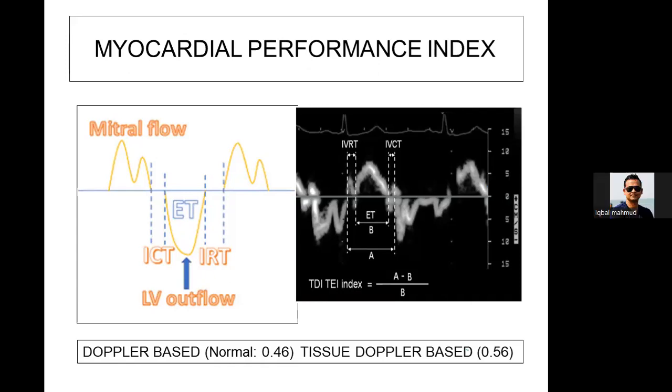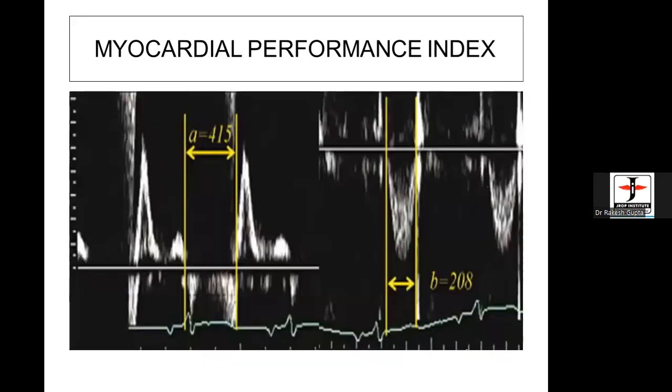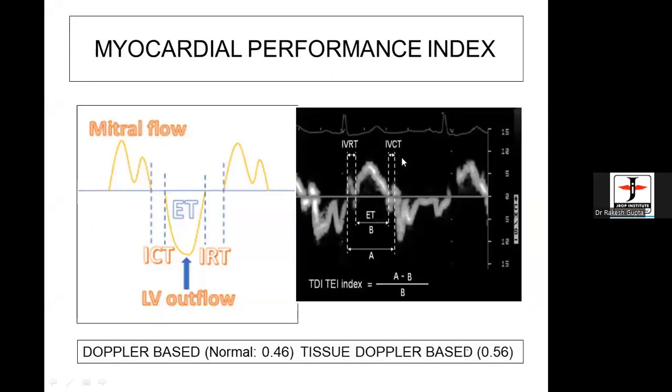Sir, how should the sample volume be kept in this view? Sample volume is very simple. One sample volume at the mitral valve level. The first one is shown over here. So mitral valve closing and opening time, that is the A parameter. The second sample volume is at the aortic valve level in the 3-chamber or 5-chamber view, and you look at the opening and closing time. That is the B parameter. A minus B divided by B will give you the myocardial performance index. Sir, what is the normal range for this? 0.46. We have already written it over there.